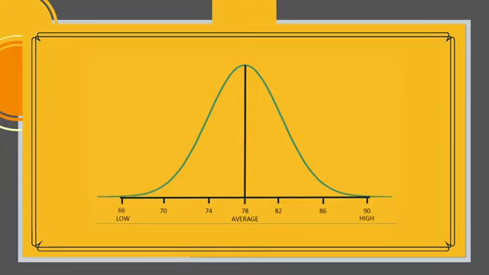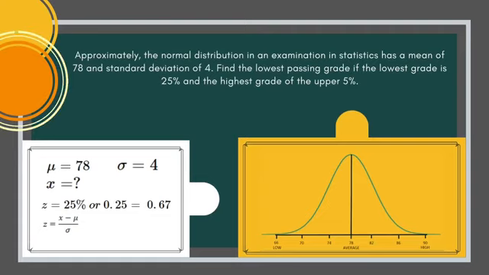Now that our graph is complete, our next step is to determine the said 25%. We can do that by using the normal distribution table. So 25% is equivalent to 0.25. We need to look for the 0.25 or the closest number to that in our normal distribution table. As we can see, our closest is 0.2485, which is equivalent to 0.67. That will be our z-score for the formula.